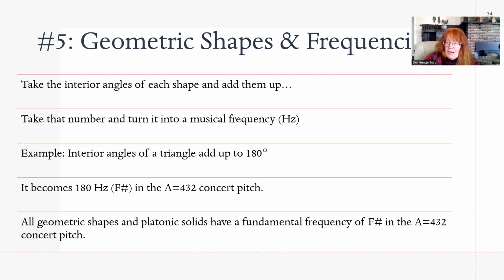It's still an F sharp. It's just lower. It sounds lower than it does in A440. 432 is a lower number, so it's going to have a lower pitch. The higher the number, the higher the pitch. That's just how it works. All geometric shapes and platonic solids have a fundamental frequency of F sharp, and they're in the A432 concert pitch. What are the odds of that, right?